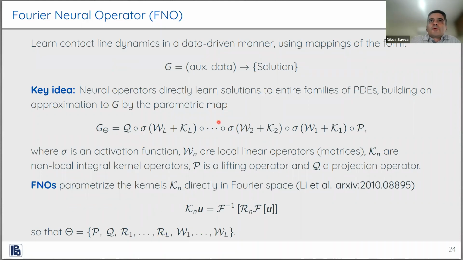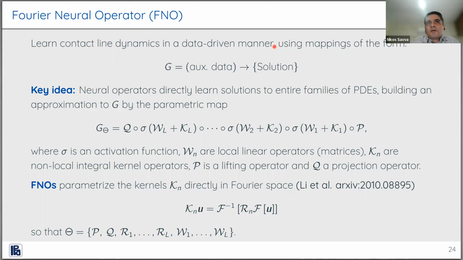So what we want to do, basically, is use the so-called Fourier neural operator, which has been proposed by Li, who is in Kumar's group at the University of Berkeley. And we basically want to learn the contact line dynamics in a data-driven manner by trying to find a mapping of this form. We take the auxiliary data, which means initial conditions, surface profiles, parameters of the problem, and we want the mapping to a solution.